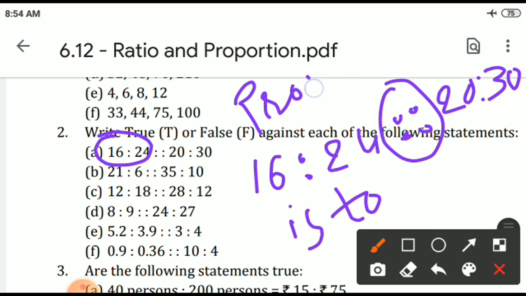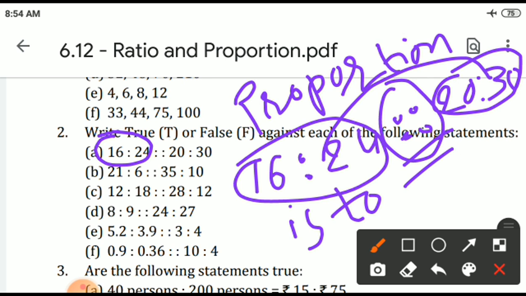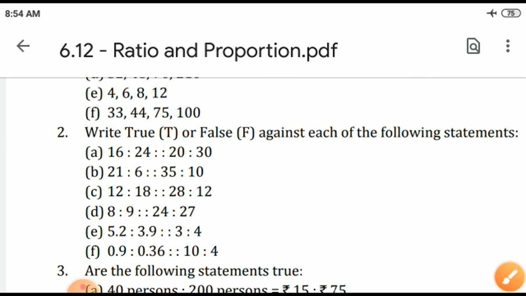Beta, do you know what proportion means? Ratio and Proportion is the name of our lesson. The first one we call a ratio, and with the second one the 4 dots, it is giving the proportion. That means there is a relation between this ratio and this ratio. It is showing the relation between two ratios. Easy? So 16 is to 24 is in proportion with 20 is to 30. Are they or not? Let's check.